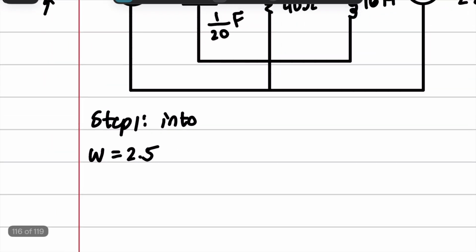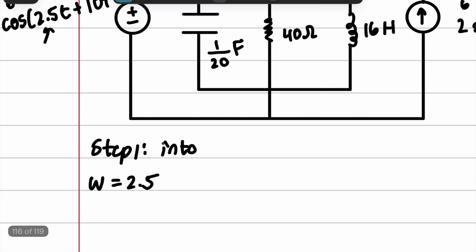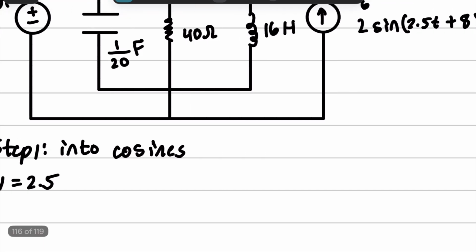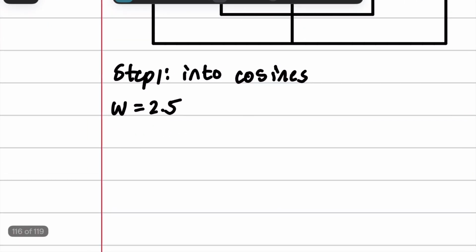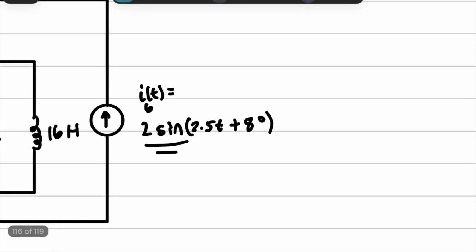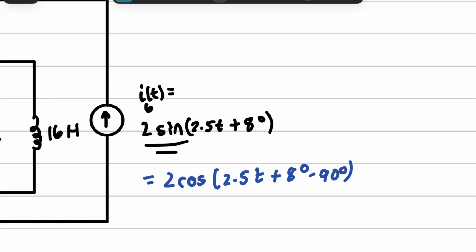We are also going to turn everything into cosines, because I see that we have a power source that is a sine. We turn it into a cosine just by subtracting 90 degrees from the argument. So plus 8 degrees minus 90 degrees, which is going to be negative 82 degrees.